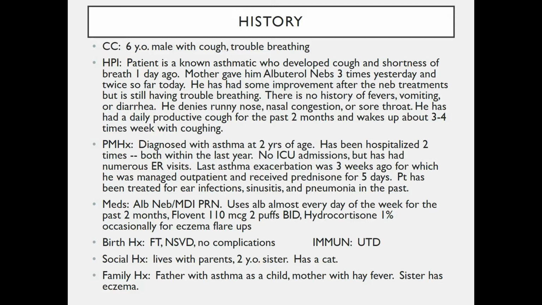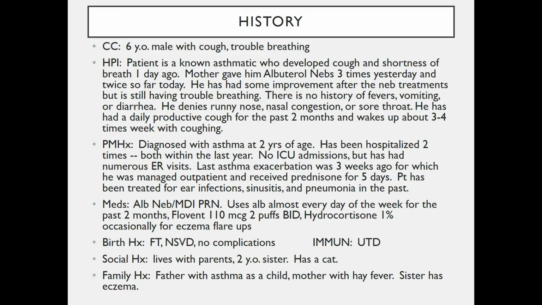He has had a daily productive cough for the past 2 months and wakes up about 3 to 4 times a week with coughing. Past medical history includes a diagnosis of asthma since 2 years of age. He has been hospitalized 2 times, both within the last year. He's had no ICU admissions, but has had numerous ER visits. His last asthma exacerbation was 3 weeks ago, for which he was managed as an outpatient and received prednisone for 5 days. The patient has been treated for ear infections, sinusitis, and pneumonia in the past.